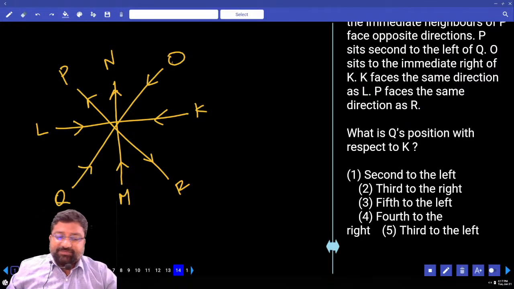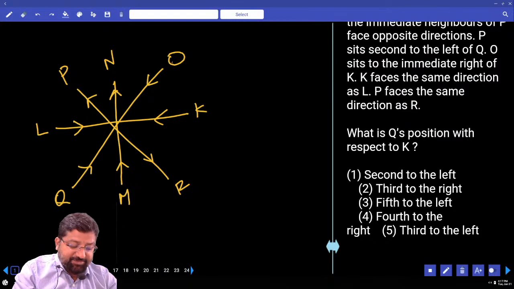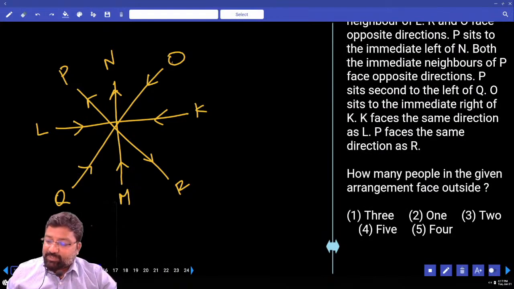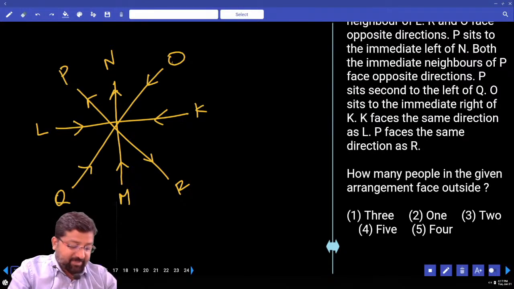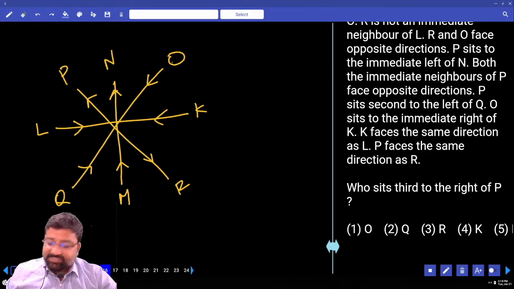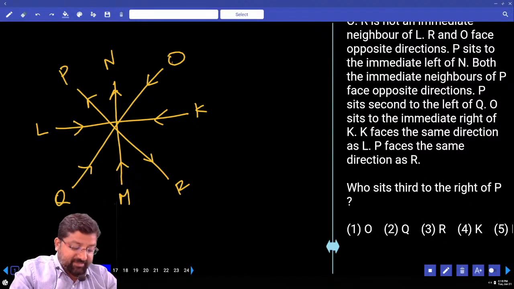What is Q's position with respect to K? Q's position with respect to K. What is his position? Third to the left. Do you have third to the left in the options? Yes. How many people in the given arrangement are facing outside? R, N, P. 3 people. Who sits third to the right of P? P is facing outside. Third to the right of P is K.